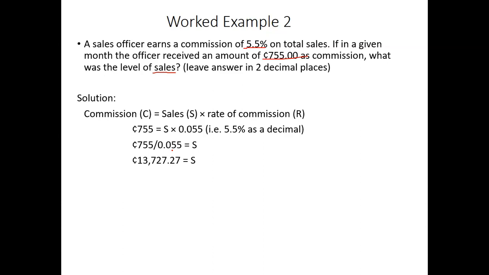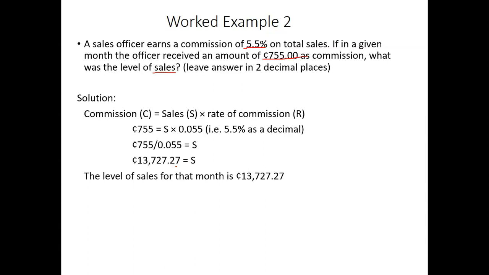13,727.2727 cedis. The question says you should leave your answer in 2 decimal places. So you have to leave it in 2 decimal places. That's 13,727.27 only. Okay, 2 decimal places means that you should leave 2 numbers after the decimal point. So 1, 2. Okay, that's the meaning.